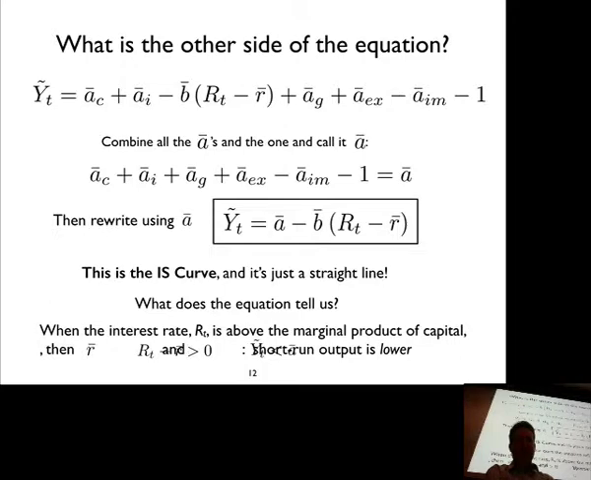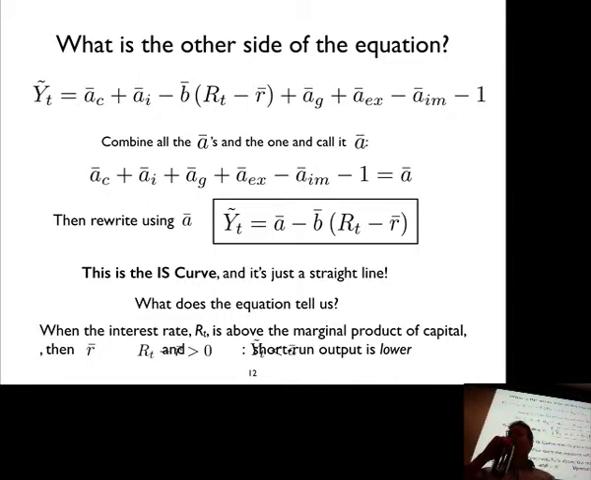When the interest rate is above the marginal product of capital, then the short-run output is going to be lower. When the interest rate is above the marginal product of capital, it's less of a good deal to conduct business investment. And so that then pulls short run output lower. Question in the back.